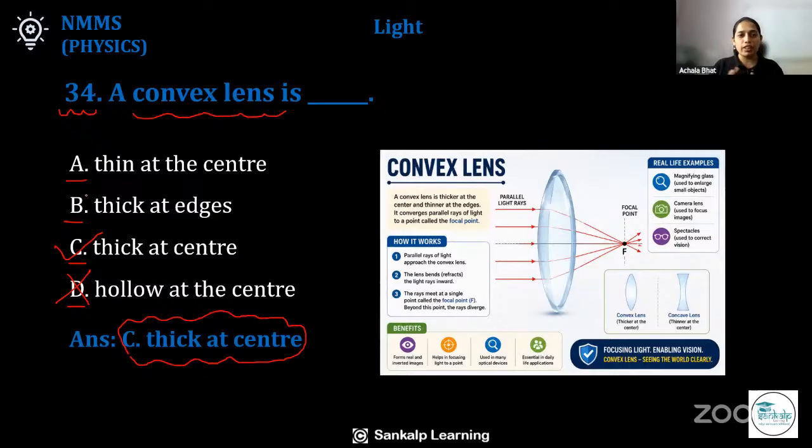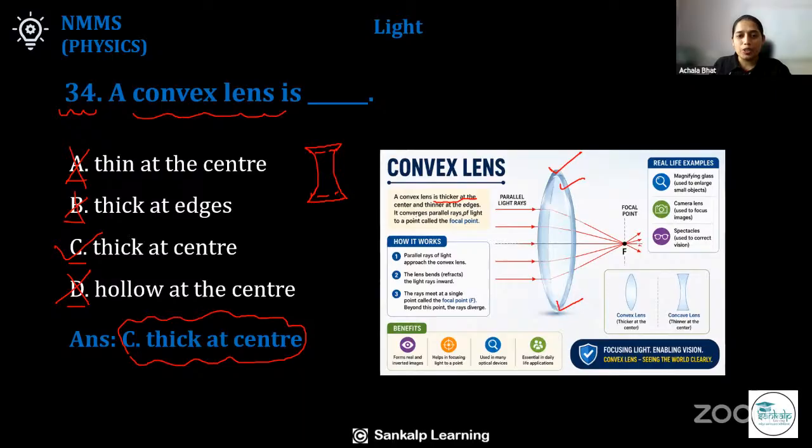A and B. These two are referring to a concave lens, not a convex lens. A concave lens is thin at the center. Therefore, option A is wrong. B, thick at edges. This is a concave lens, right? This is thin at the center and thick at edges. See, this is a convex lens or converging lens. A convex lens is thicker at the center and thinner at the edges.